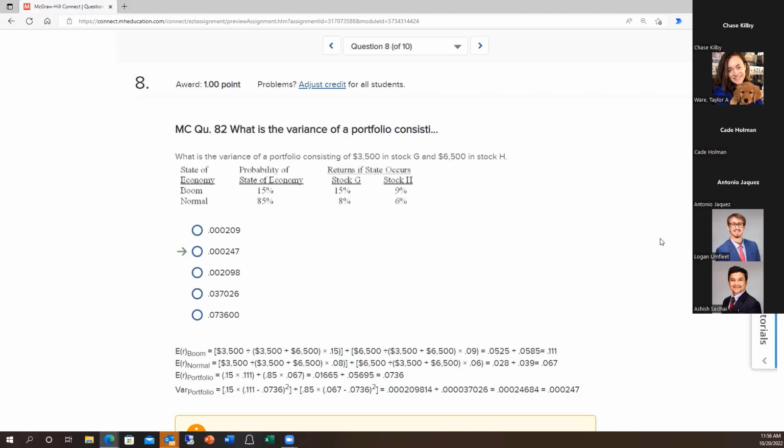So I'm going to start with a clean sheet of paper. They ask us, what's the variance of a portfolio consisting of $3,500 in stock G and $6,500 in stock H? By the way, what's the total value of the portfolio? 10,000. Yeah, 10,000. So what would the weight on stock G be? 0.35. Yep. And then what would the weight on stock H be? 0.65. Yeah, 0.65. And then you can check your work by adding those together, make sure they equal 1.